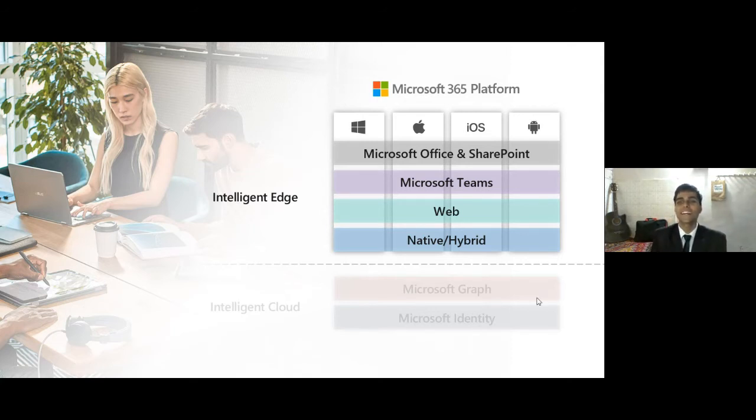Moving on ahead. Now we have Microsoft's next part, as we had segregated it into intelligent cloud and intelligent edge. So now it is the intelligent edge part, and in it we have many applications and tools. Broadly classified, they comprise Microsoft Office and SharePoint, then Microsoft Teams, then web, and then native and hybrid. You'll get to know what exactly these are as we move ahead.